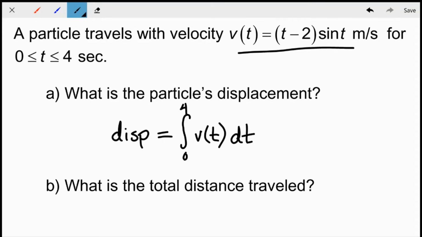And then I would plug this into the calculator, and that would give me a displacement of about negative 1.4495. And again, if I'm not sure about the units, I can always verify. Velocity was in meters per second. dt would be in seconds. So this should end up being in meters.